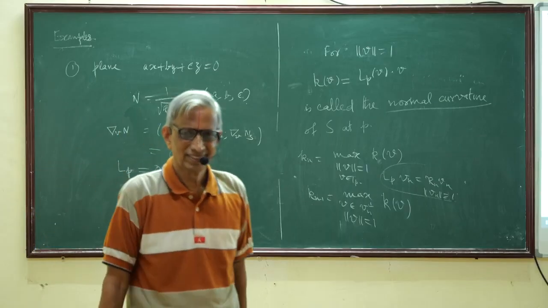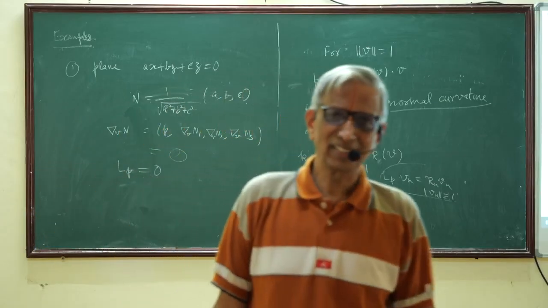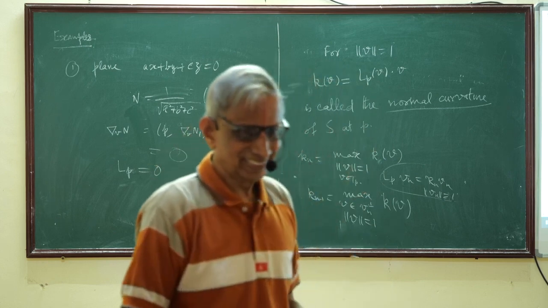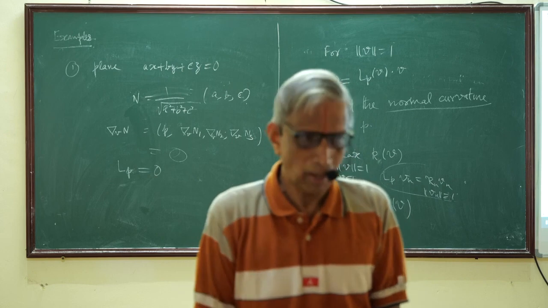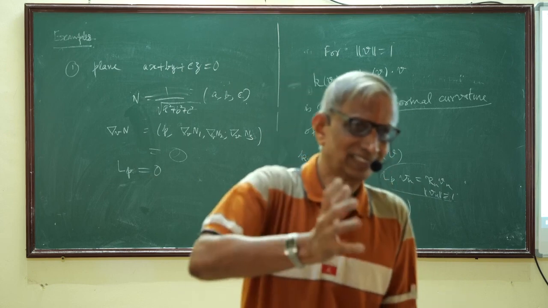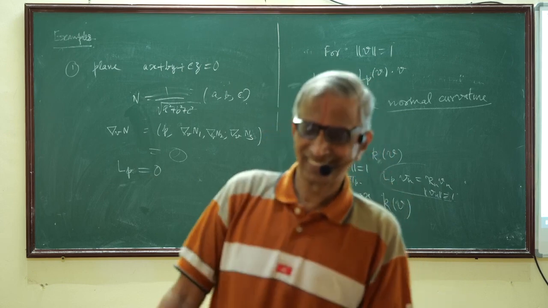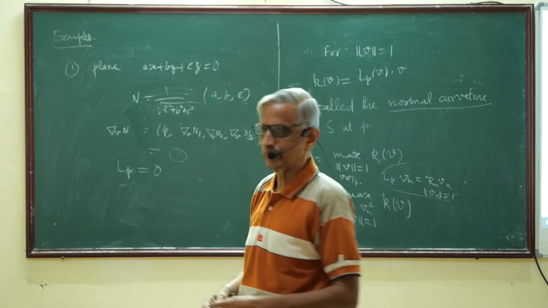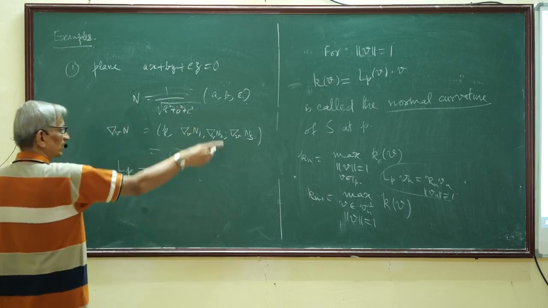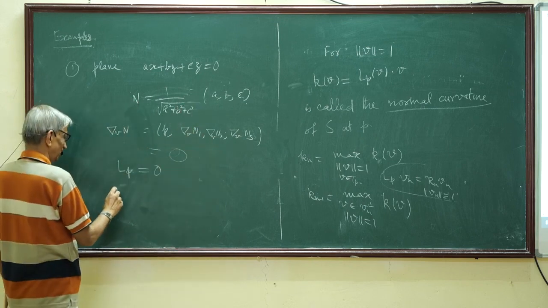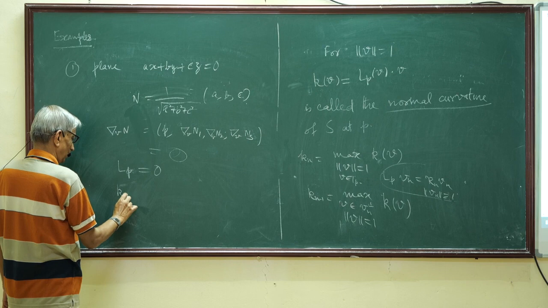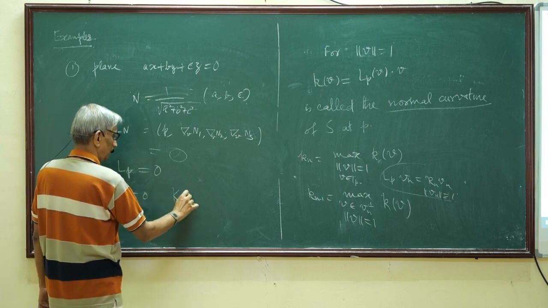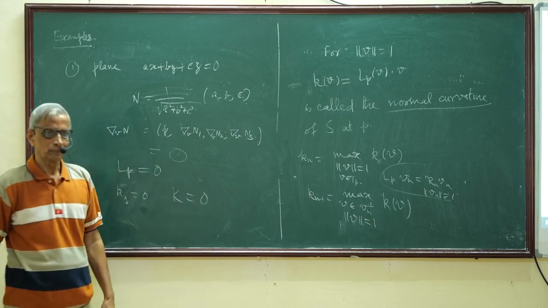So nothing to talk about, right, in this case. Because, I mean, the plane doesn't turn anywhere, so it remains the plane. So the curvature is going to be 0. All things are 0, right? Kj equal to 0 for all j, so k equal to 0, so on.